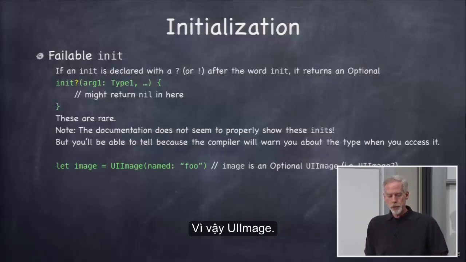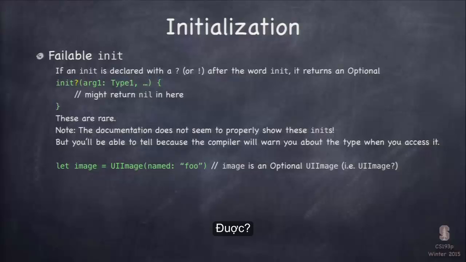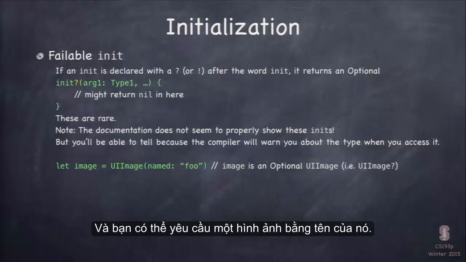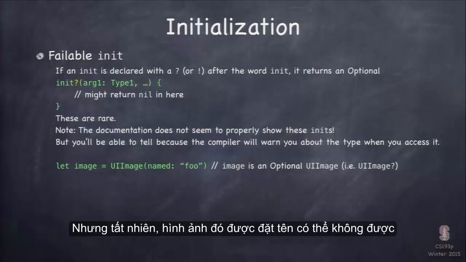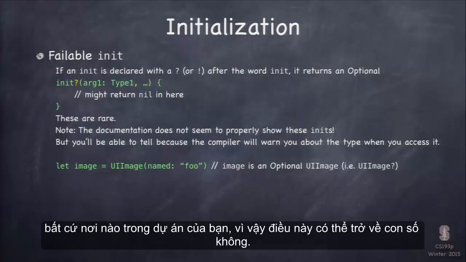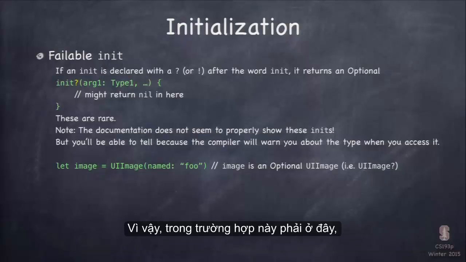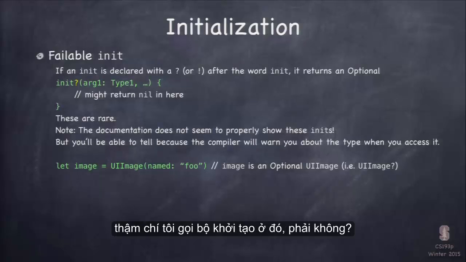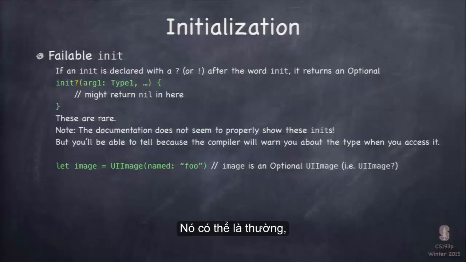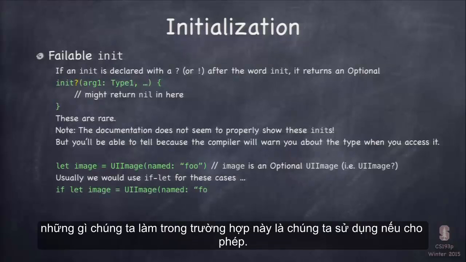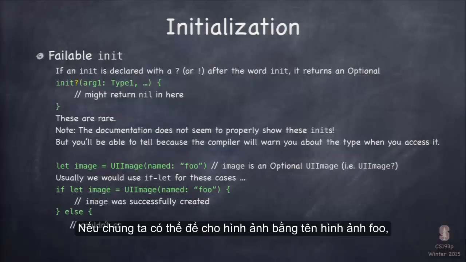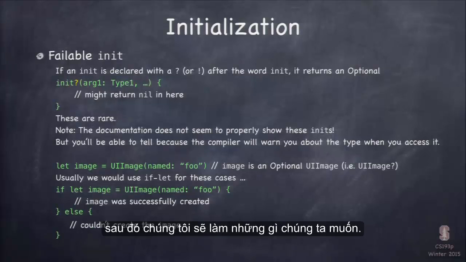So let's look at an example of this. UIImage, it's a class in UIKit, and it returns an image. And you can ask for an image by its name. But of course, that image named that might not be anywhere in your project. So this thing can return nil. So in this case right here, image equals UIImage named foo. Image is an optional UIImage, even though I'm calling an initializer there, right? UIImage's initializer could fail. So usually what we do in this case is we use if let, right? If we can let the image equal the image named foo, then we'll do what we want.